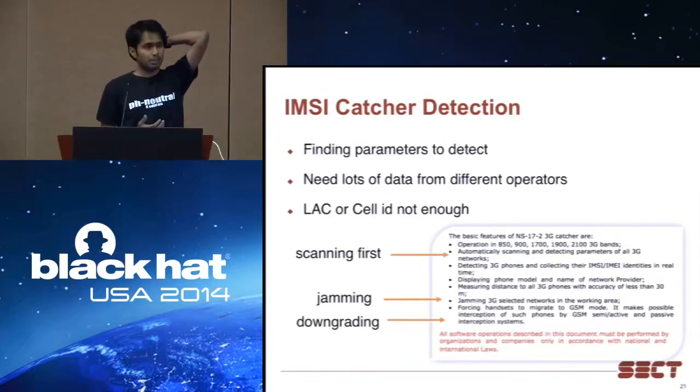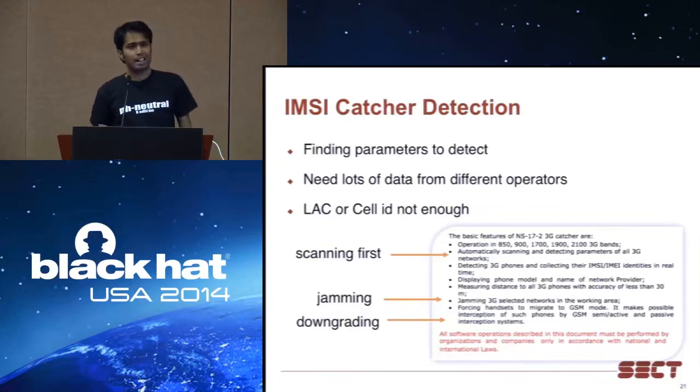Finding the key parameters to show you whether you are a victim of an IMSI catcher is a really essential part. Only doing a location area code (LAC) or cell ID is not enough. For example, Google also provides some APIs you can access, which give the current location area code or the cell ID, but those are not really enough.